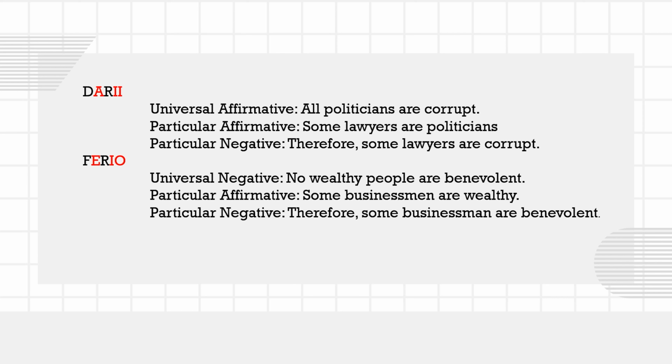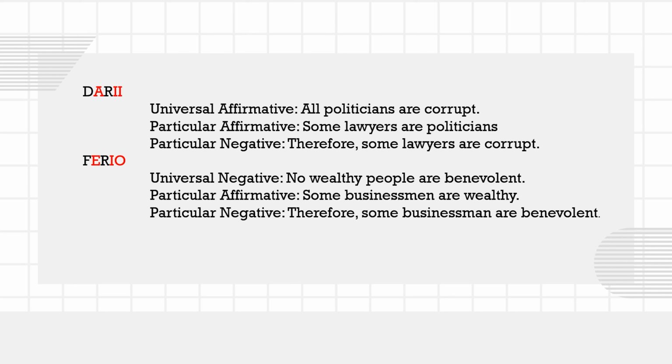This syllogism aligns with the principles of categorical logic, indicating that if no wealthy people are considered benevolent and some businessmen are wealthy, there must be a subset of businessmen who are also benevolent, as implied by the premises.